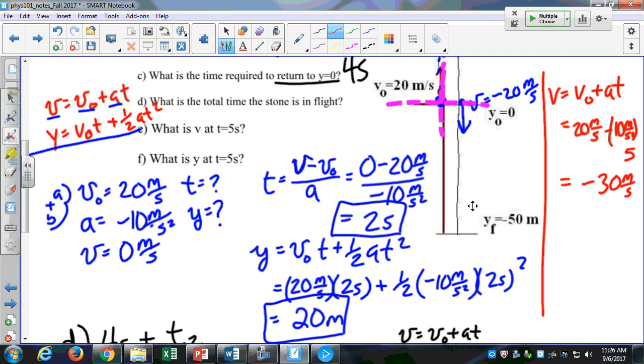So does that tell you that at 5 seconds the object is going up or coming down? Where is it? Going up or coming down? It's coming down because it's negative. Is it going to be above or below? Where will this object be at 5 seconds? Will it be up here or below? Above or below?